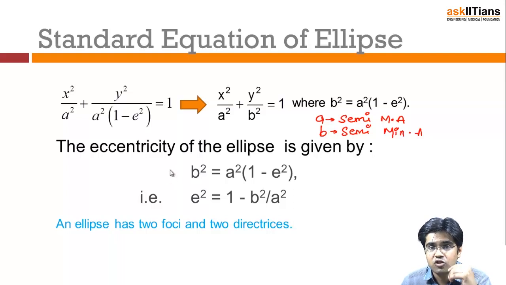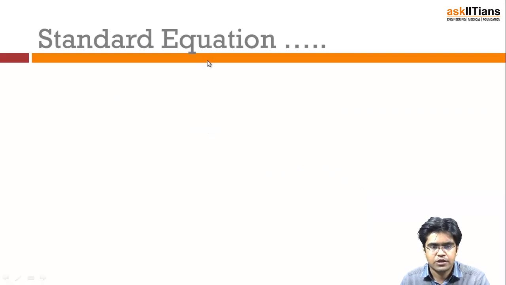The length of latus rectum that I was talking about, if you put x equals ae here and solve for y, you will get two coordinates of y. That means those two are the two extremities of the latus rectum. And by using the distance formula, you can solve it. Let's continue with the standard equation of ellipse. Now there is one more thing which is called the tracing property.